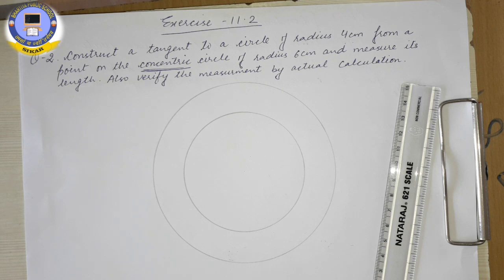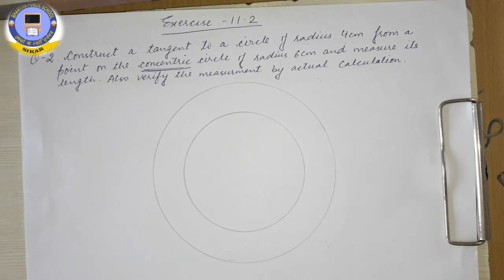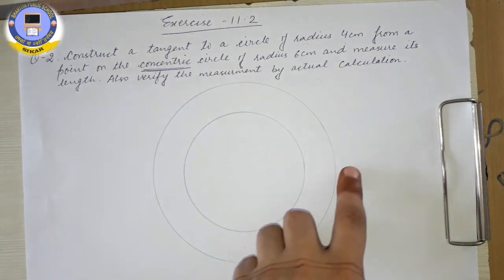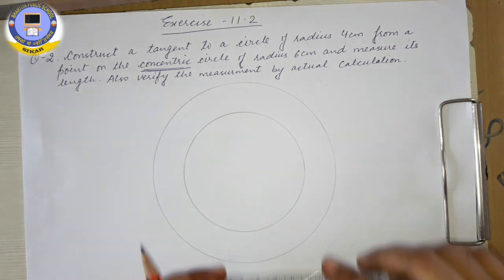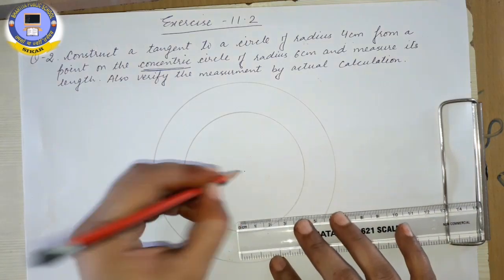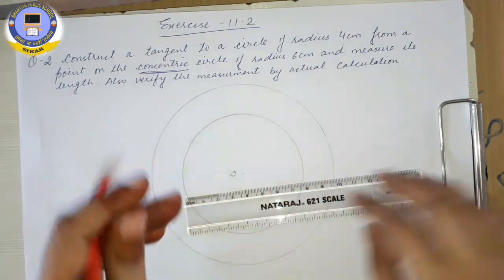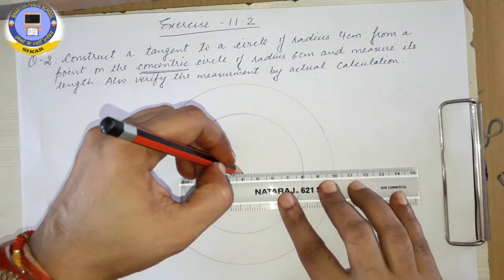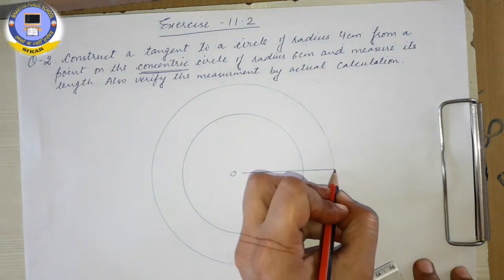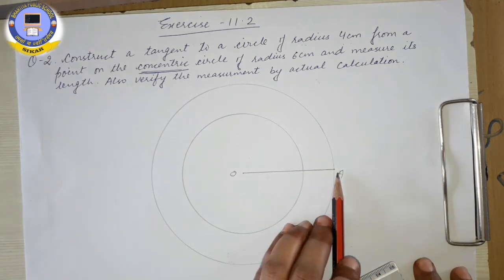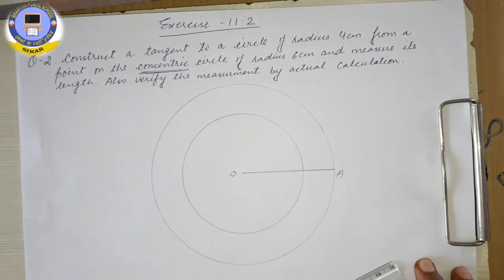Now the question says that on the circle of radius 6 centimeter, you can take a point anywhere. From that point you have to draw a tangent to the smaller circle. So I have labeled the center as O and I have joined it. So from this point, suppose I have taken this point as A. From this point A, you need to draw a tangent to this smaller circle.